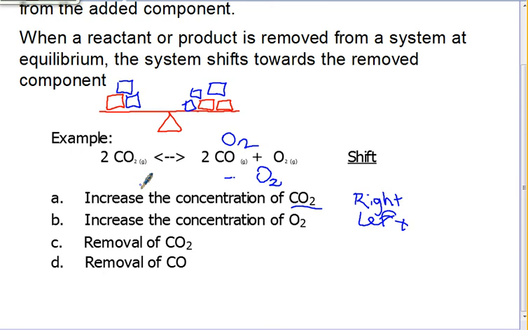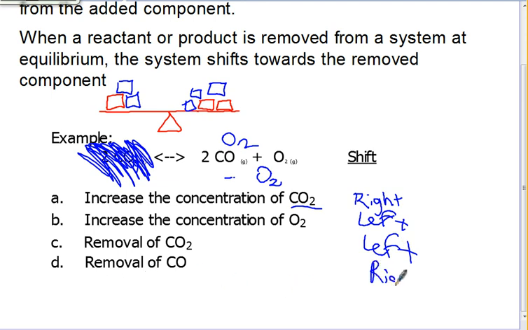Removing is even easier. Let's say that someone named Ryan removed all of the carbon dioxide. This side of the reaction stops, because if you don't have something, it can't react. Does this side of the reaction stop without carbon dioxide? No, it keeps running. So this side still goes that way, and it would shift left and replace the carbon dioxide. Removing the carbon monoxide, it's going to shift right to replace what was stolen.